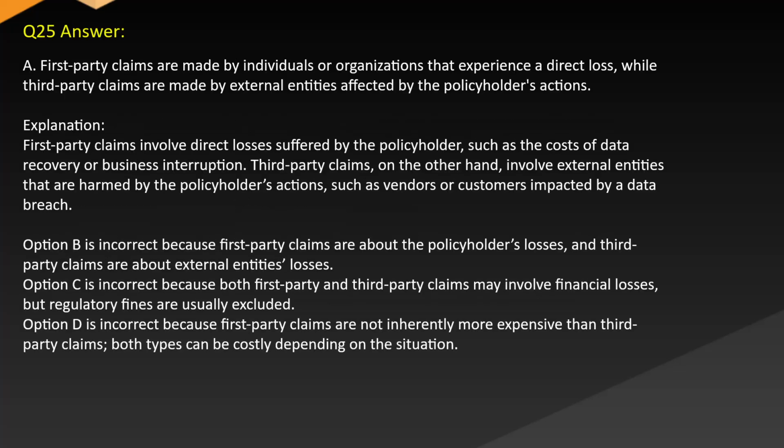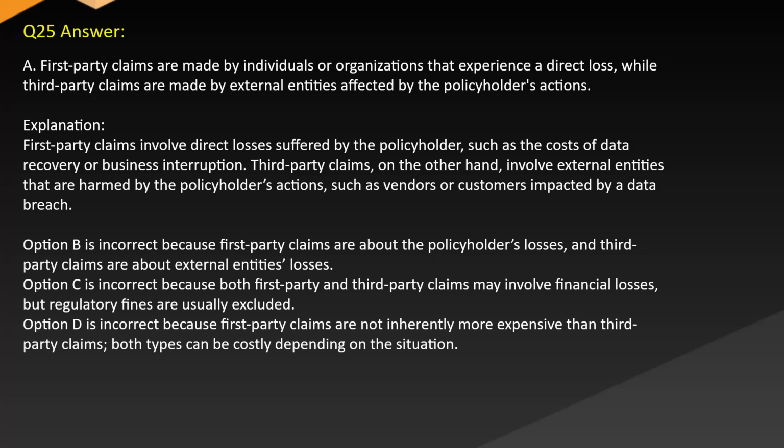Answer A. First-party claims are made by individuals or organizations that experience a direct loss, while third-party claims are made by external entities affected by the policyholder's actions. Explanation. First-party claims involve direct losses suffered by the policyholder, such as the cost of data recovery or business interruption. Third-party claims, on the other hand, involve external entities that are harmed by the policyholder's actions, such as vendors or customers impacted by a data breach.